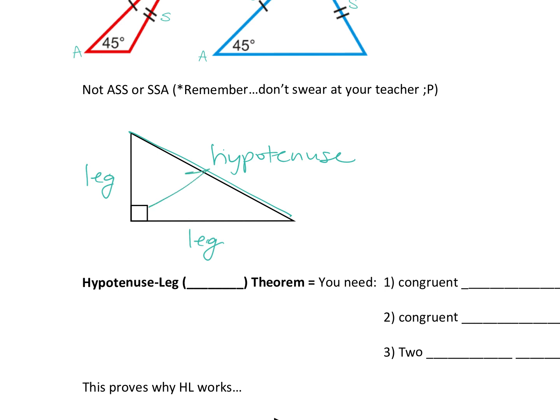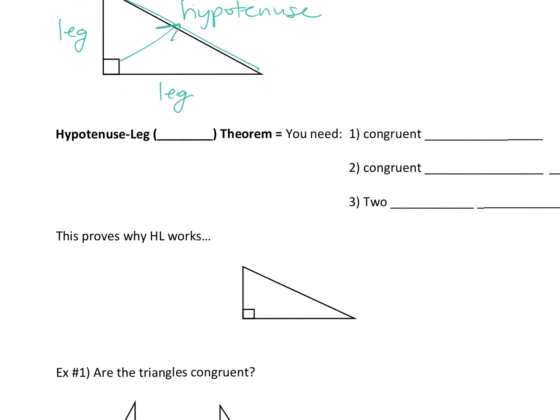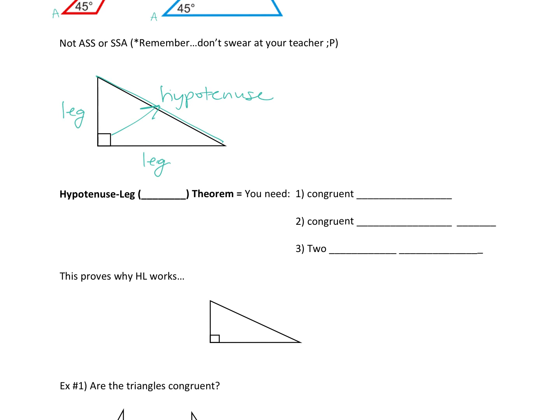Okay, it's always across from the right angle. Always. It is always the longest side of your triangle, when it's a right triangle. Hypotenuse only shows up in a right triangle. Okay, so we're going to be talking about the hypotenuse leg theorem. You may call it HL every single time.